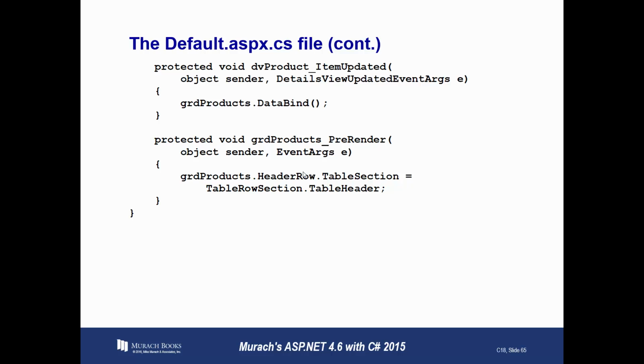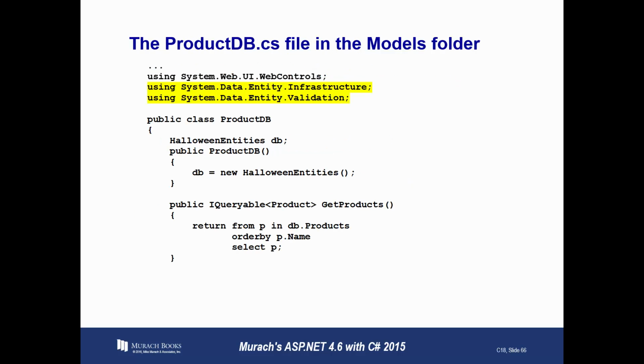Okay? All right. Then the next thing that's shown here is the product DB class, and that's on pages 684 and 685. This is the product DB data access class that's used by the application. You'll notice at the top in the yellow, we've seen this before, that it starts with using directives that are needed to handle concurrency and data validation errors.